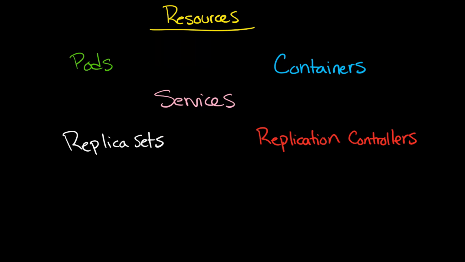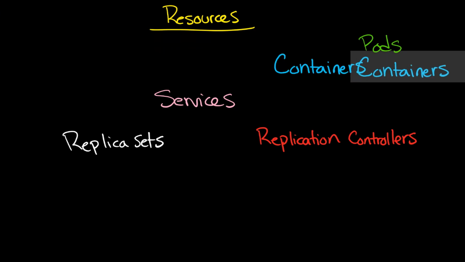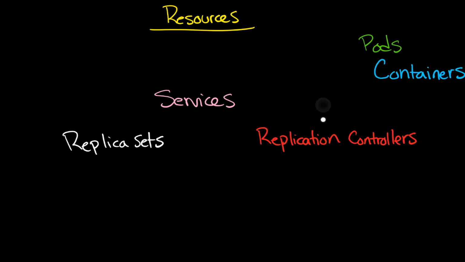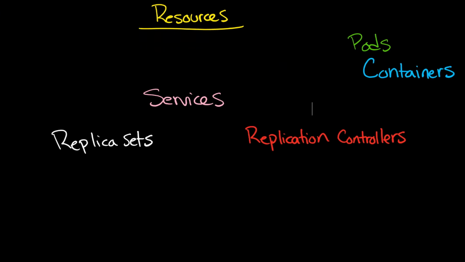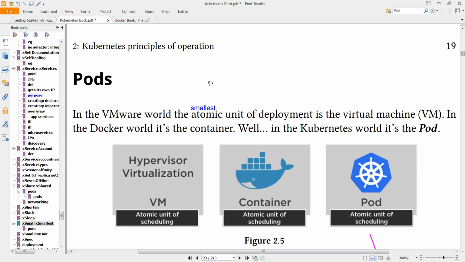And it turns out that the smallest of all of these is actually a pod. Now you might think, well, why is it not a container? Well, it turns out that, as we know from before, containers sit inside of pods, and you can have more than one container in a given pod. So although you're right, containers are smaller than pods, if you look at this book, you'll see that in the VM world, the atomic unit is a virtual machine, and in Docker it's a container, but in Kubernetes it's a pod.